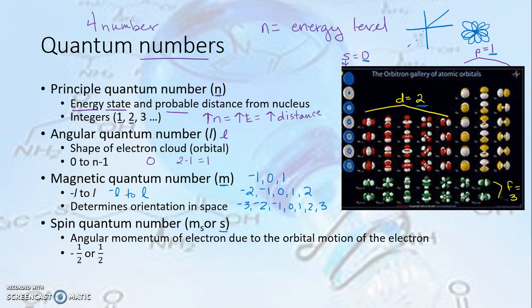Due to the orbital motion of the electron, it can only have two values. It can have a -1/2 or a +1/2. And these are given based on the clockwise or counterclockwise motion of the electrons.